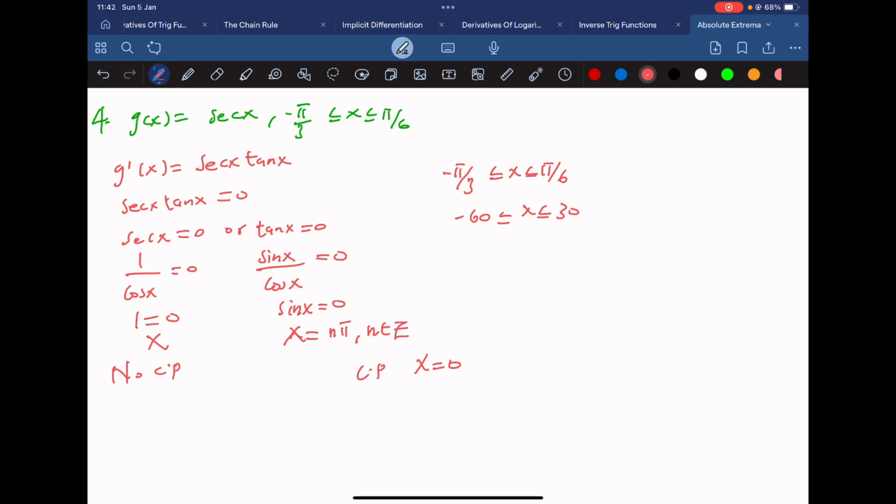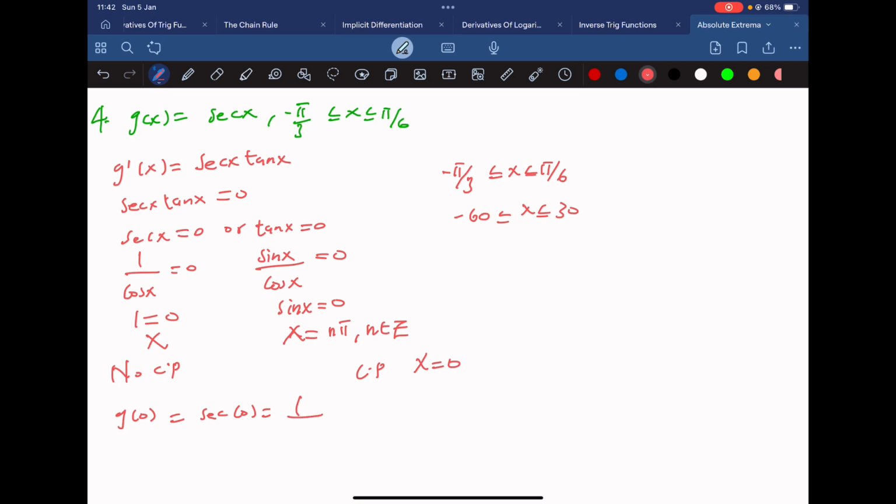So now we have to find g of 0. G of 0 is sec of 0, which is 1 over cosine of 0. And 1 over cosine of 0, we know cosine of 0 to be 1, so we just have 1 here.